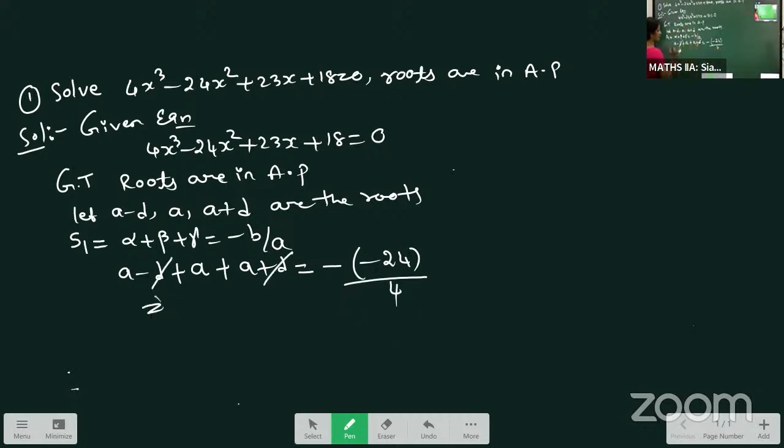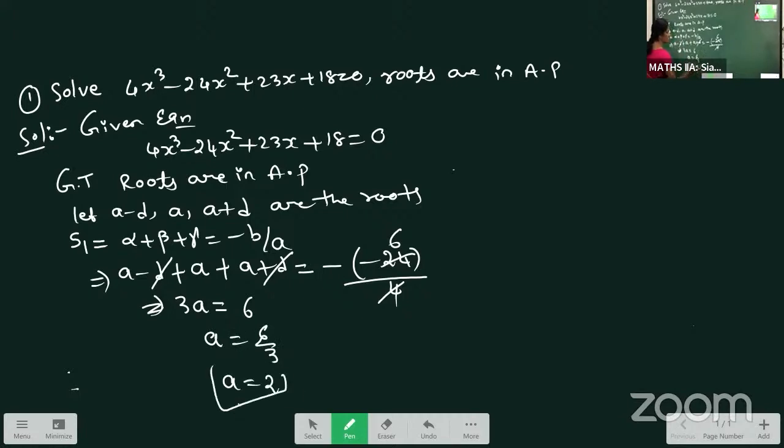a plus a plus a is 3a is equals to minus into minus, plus 6. So a is equals to 6 by 3. a is equals to 2. If you observe, a is one of the roots. So we got one root is 2. When we know one root, we can find out the other roots easily by using synthetic division. So here what we have to write? But a is the root of the given equation.